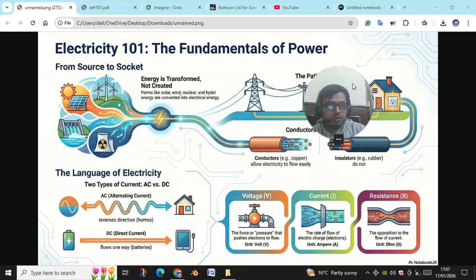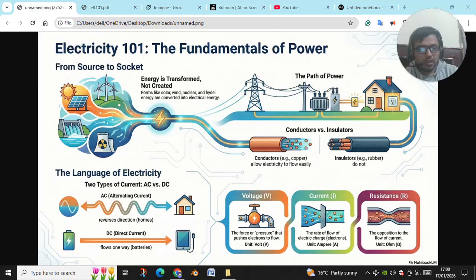The language of electricity. Two types of current, AC versus DC. AC, alternating current, reverses direction, as in homes. DC, direct current, flows one way, like batteries. There are such terms: voltage denoted by capital V, current denoted by capital I, resistance denoted by capital R. First we understand voltage, the force or pressure that pushes electrons to flow, unit volt.